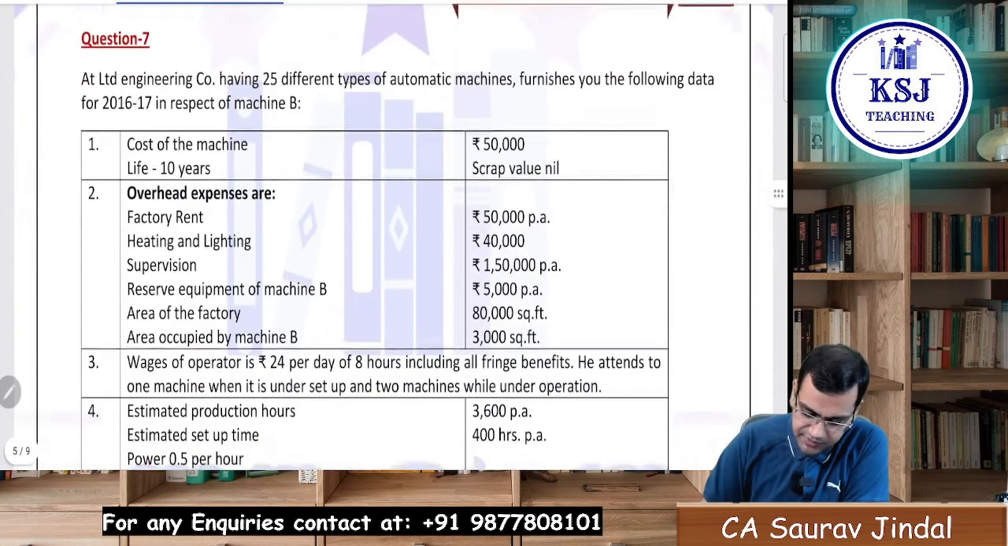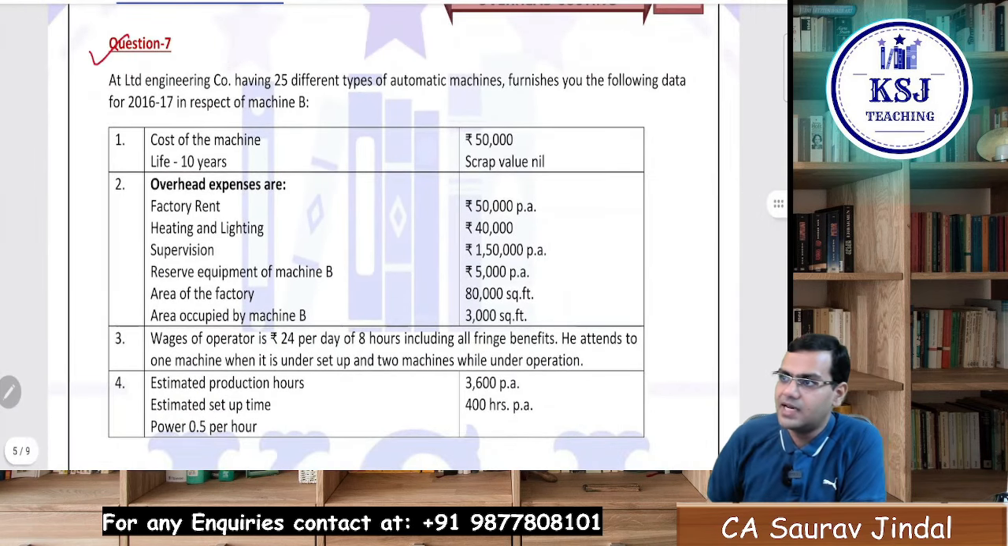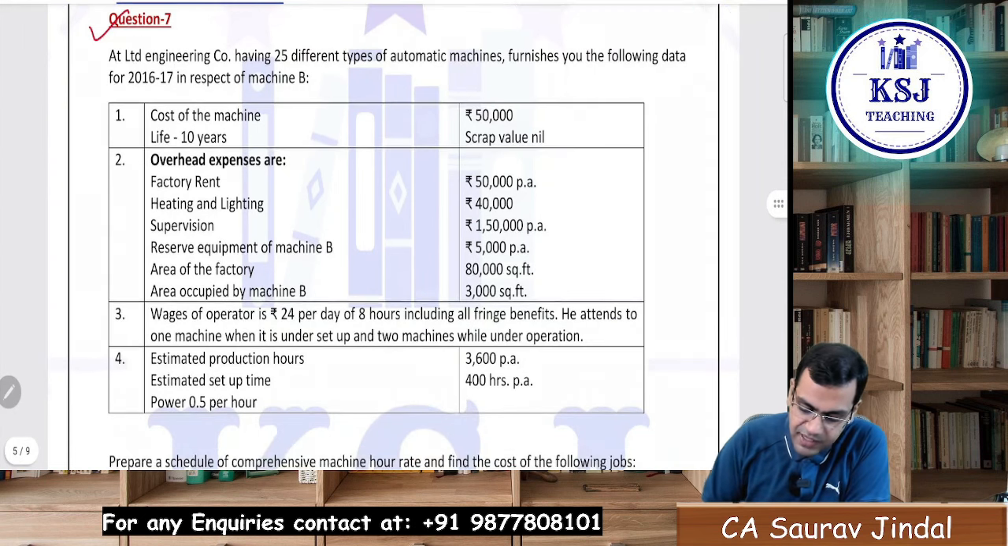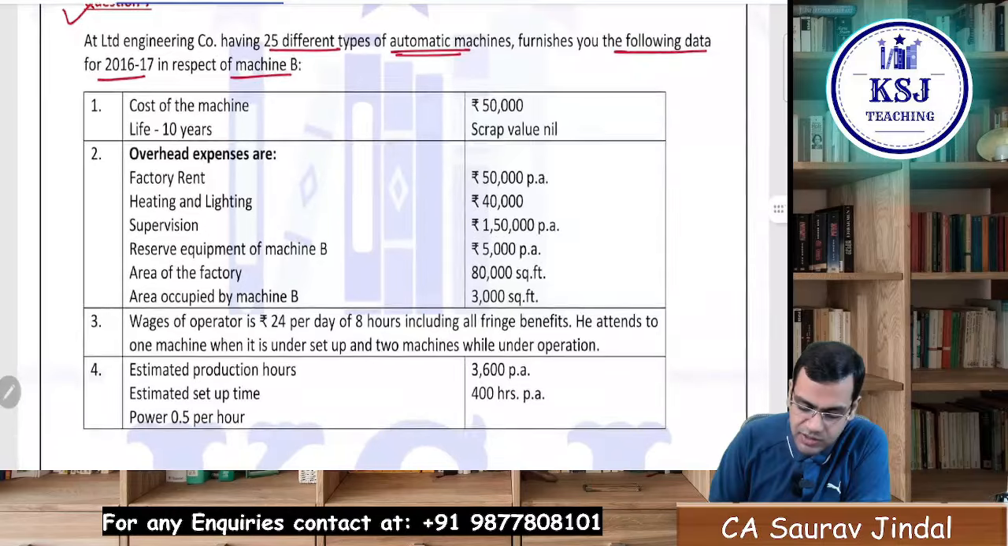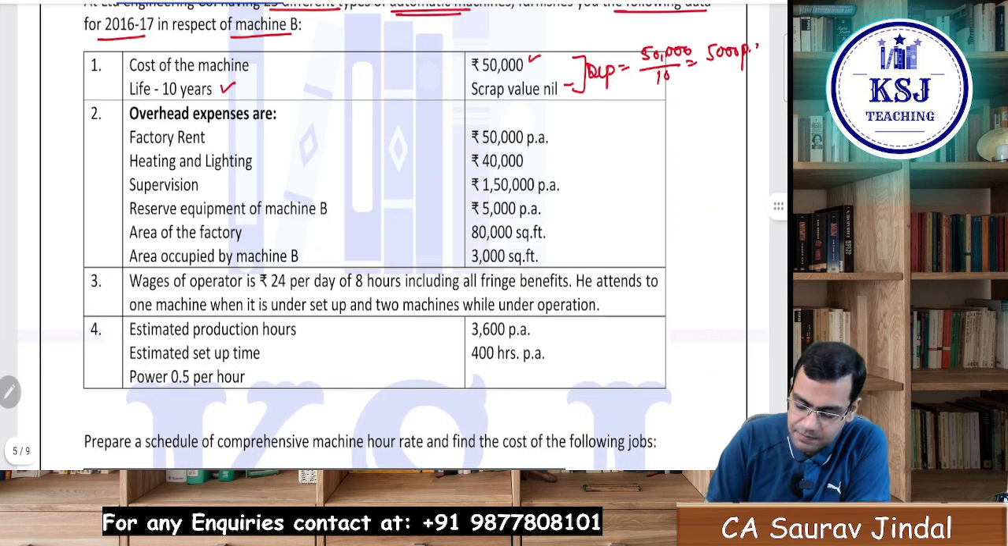Come to question number 7. AT Limited, an engineering company having 25 different types of automatic machines, furnishes you the following data for 16-17 in respect of a particular machine B. Cost of the machine is given as 50,000, life is 10 years, scrap value nil. So can you tell me what will be the depreciation? That will be 50,000 divided by 10, that is 5,000 per annum. This is the per annum depreciation.